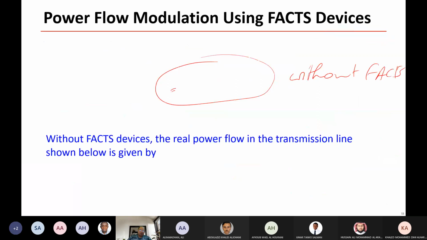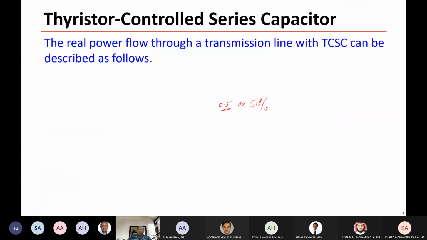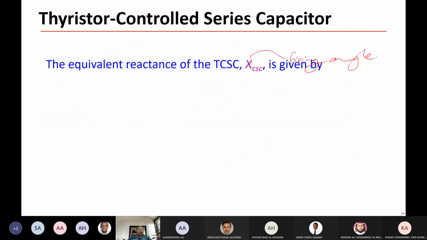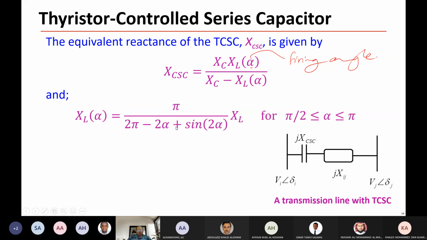And you can find the total reactance, XC with XL in parallel, and XL is a function of the firing angle. So XC XL over XC plus XL summation, and you see you have this positive and this negative, so this is XC. This is the net reactance of the series capacitor. So XL of alpha, the firing angle.